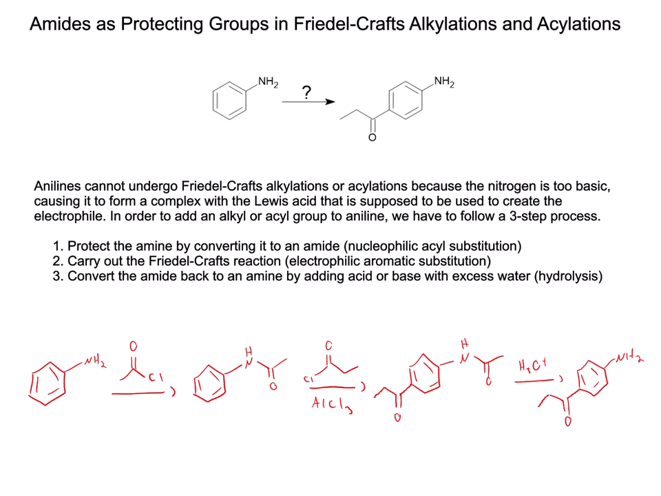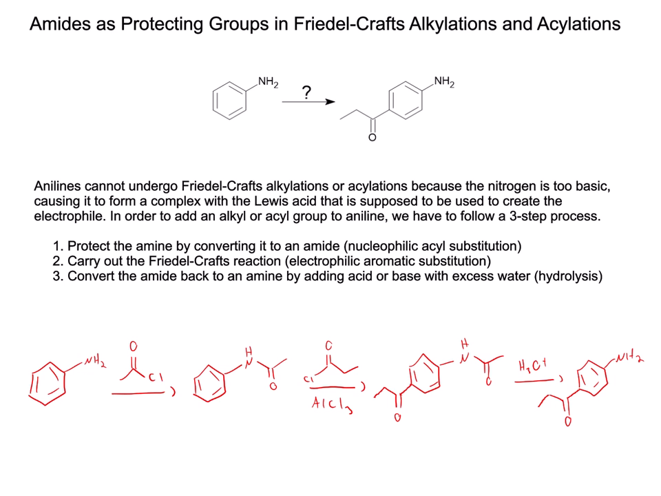Last, we're going to convert the amide back to an amine by adding acid or base with excess water. This process is known as hydrolysis. And for this, we can simply use the hydrolysis shortcut that you can find in my one-slide guide video to hydrolysis, where we cleave the carbon-nitrogen bond and put a hydrogen back on the nitrogen.